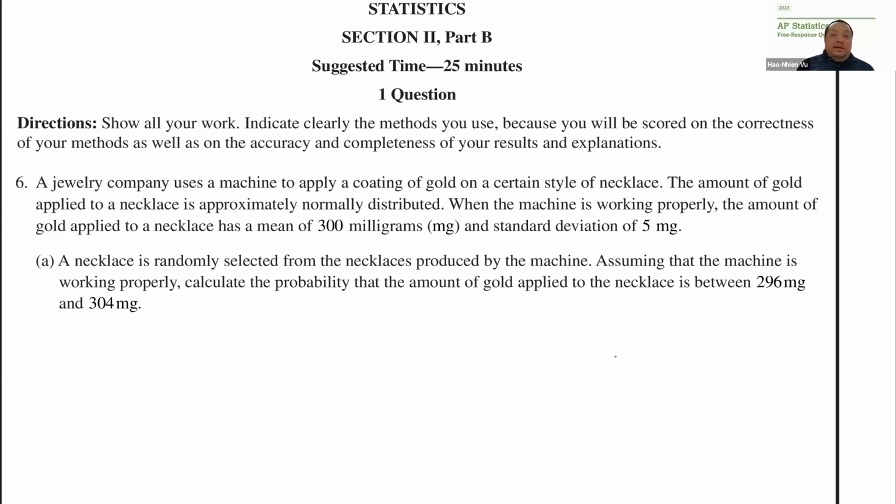A necklace is randomly selected from the necklaces produced by the machine. Assuming that the machine is working properly, calculate the probability that the amount of gold applied to the necklace is between 296 and 304.